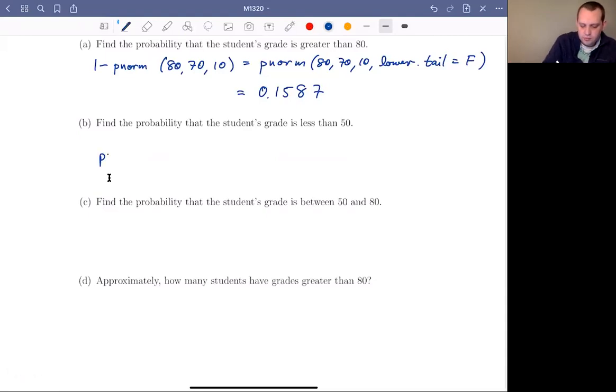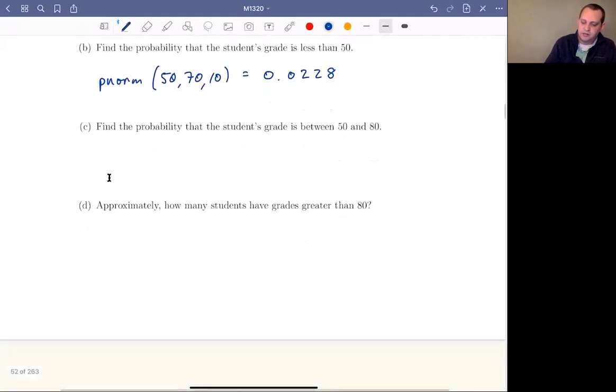Now find the probability that the student's grade is less than 50. Here, we'll do pnorm 50, 70, 10. We don't need to do anything else because it's the probability that it's less than or equal to 50. So that cumulative probability part is built into R. So that would be 0.0228.